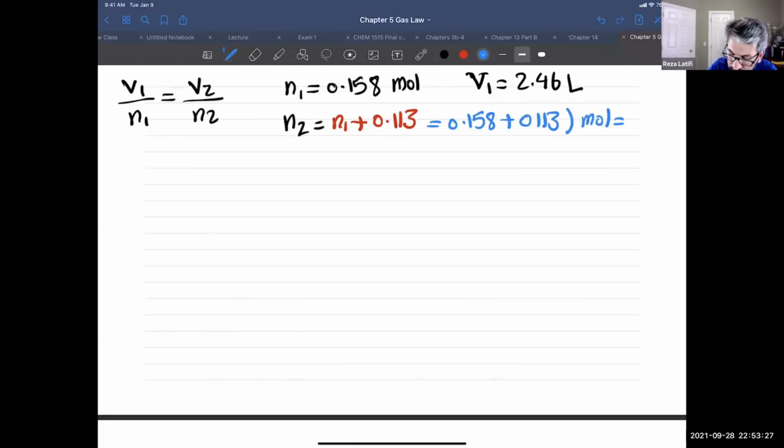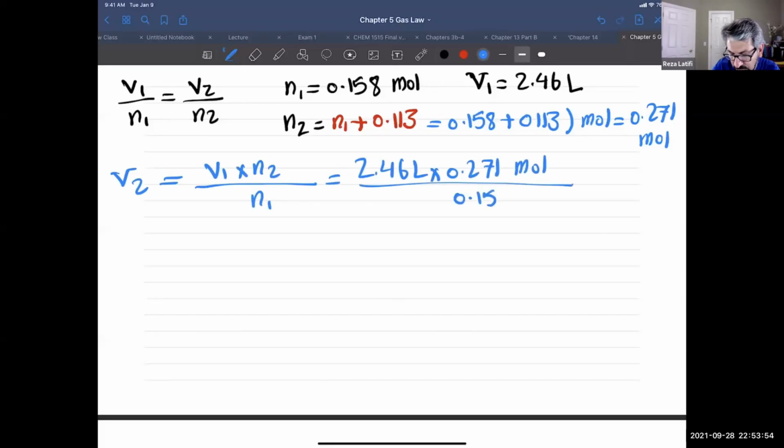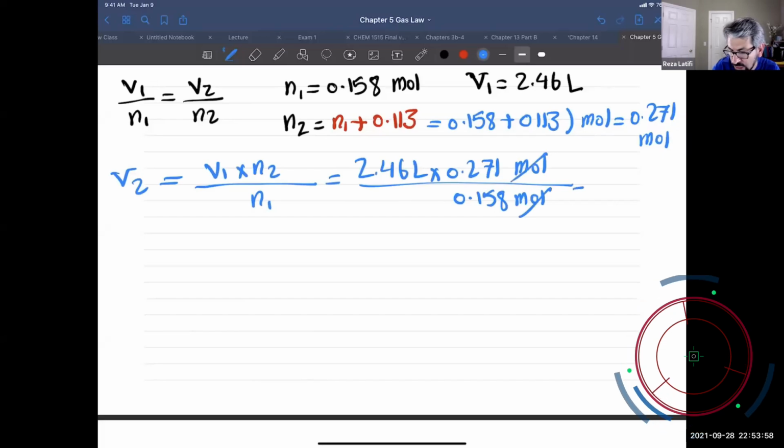And it will be 0.271 mole. Okay, so let's go after V2. V2 will be equal to V1 multiplied by N2 divided by N1. We have 2.46 liter multiplied by 0.271 mole, divided by 0.158 mole. You cross mole by mole. The final answer is 4.22 liter.